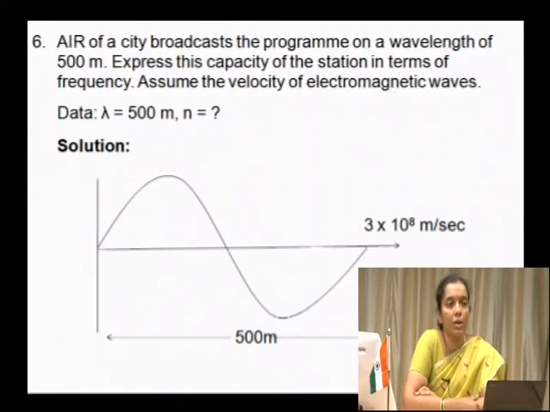Next, All India Radio of a city broadcasts the program on a wavelength of 500 meter. This is a medium wave transmission, not a short wave. Express this capacity of the station in terms of frequency. Assume the velocity of electromagnetic waves. As I told in the previous problem, they have not given the value of the velocity. We have to take that all electromagnetic waves travel with the velocity of light, that is 3 into 10 to the power of 8 meters per second. So, the wavelength is given as 500 meter, the velocity is 3 into 10 to the power of 8 meters per second.